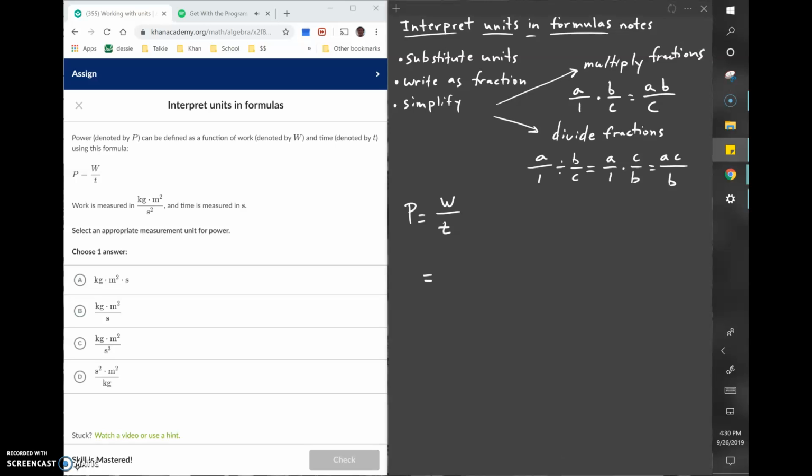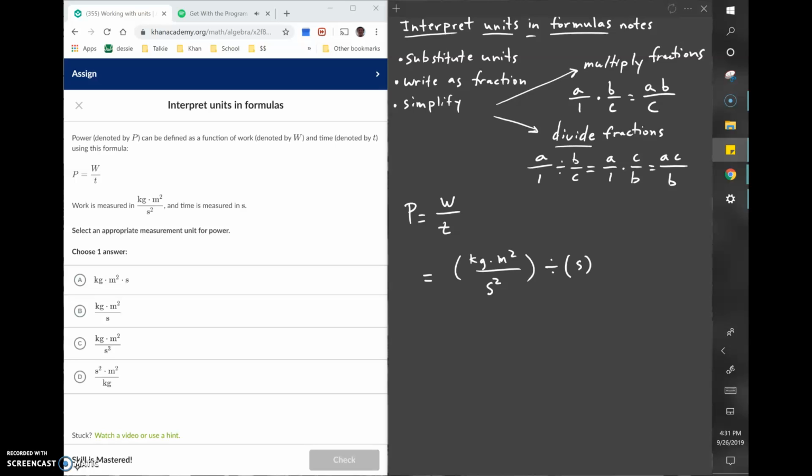So let's substitute for W. We've got W is kilograms times meters squared over seconds squared, and that's getting divided by time, which is measured in seconds. And so now I'm going to use this fraction.